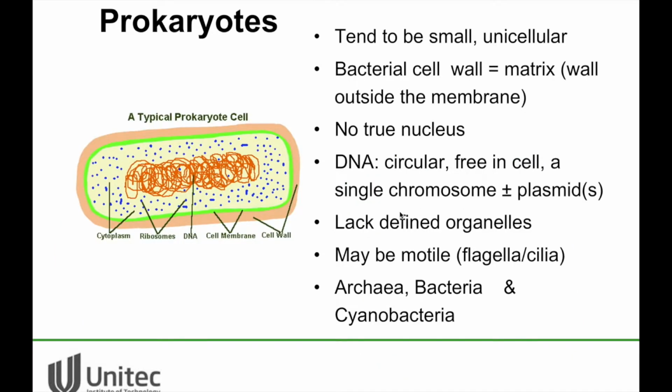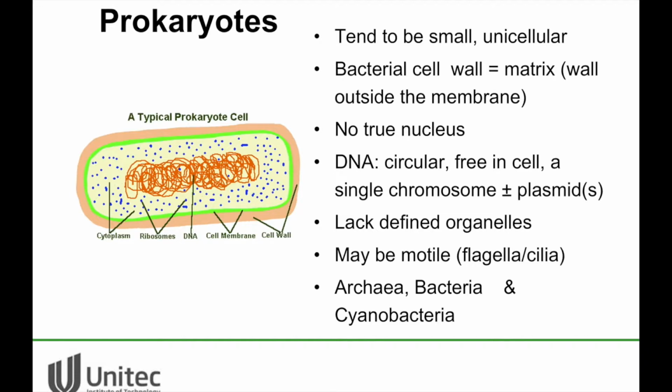Let's think about the bacterial cell, or prokaryote. We call them prokaryotes because that's the technical name. They're small and tend to be single cells or unicellular. The bacterial cell wall, often called a matrix, is outside the membrane. It doesn't have a true nucleus, just a circular DNA molecule, which is considered to be a single chromosome. And you may have smaller loops of DNA, which are called plasmids, sitting in the bacterium as well.